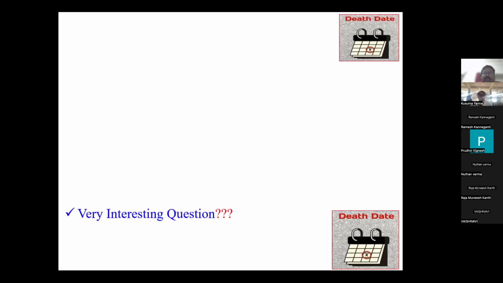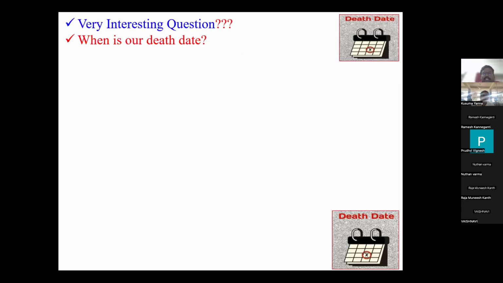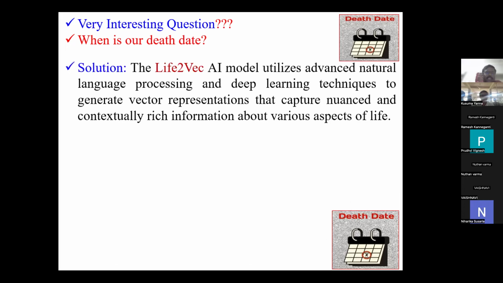So before going to my topic, there is a very interesting question. See here, what is our death date? Everybody celebrates our birth date. We know our birth date, that's why we are celebrating. But being human beings, we need to know our death date also. If you are giving quality data as input, approximately we can predict our death date. I have implemented this by using the Life2vec AI model.